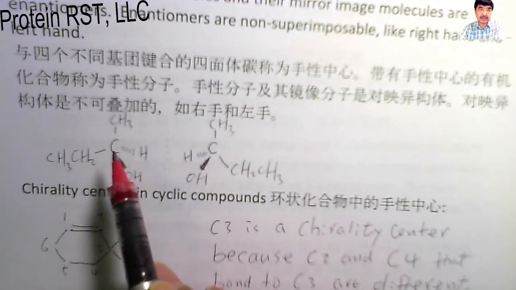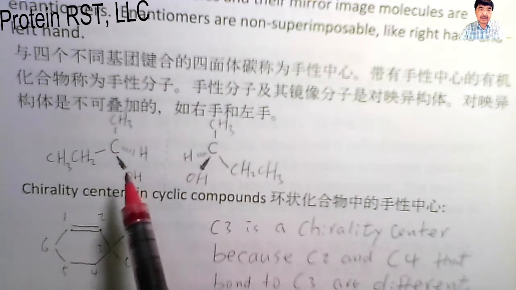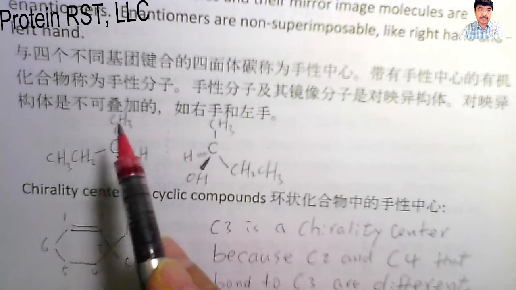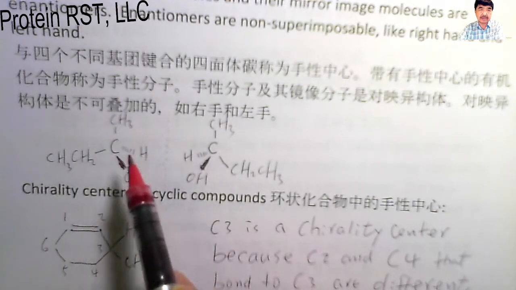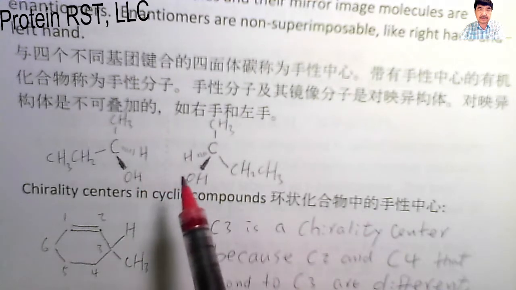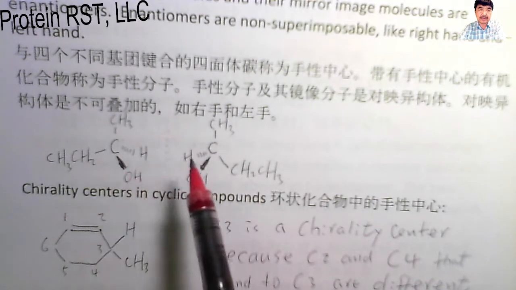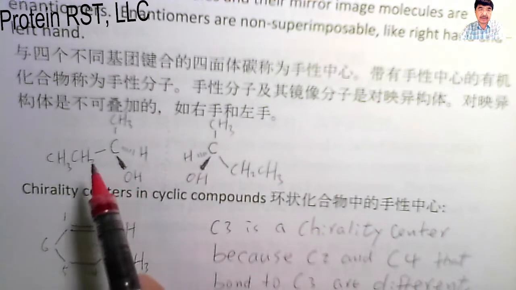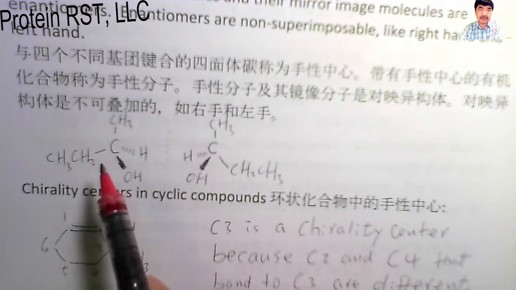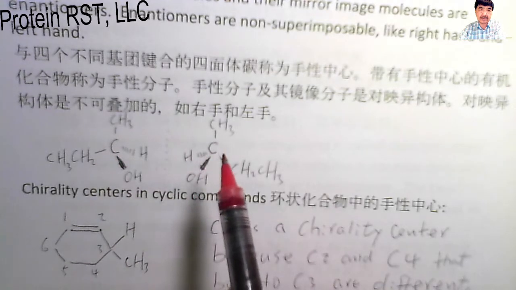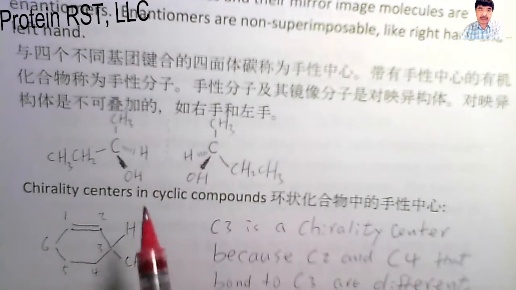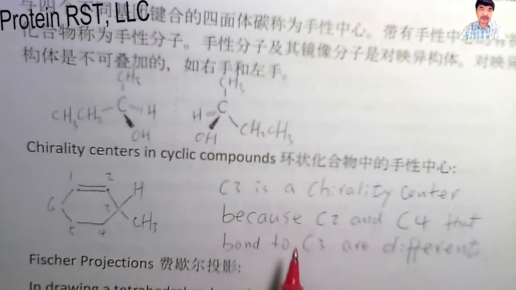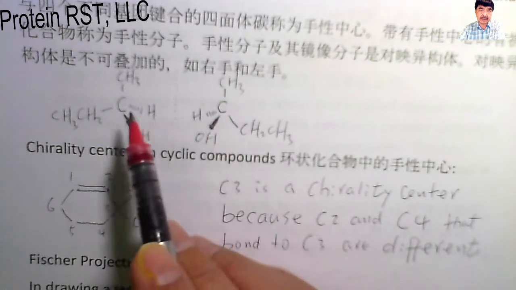You can see this carbon is bonded to 4 different groups. This acyl group, the methyl group, this hydrogen, and this hydroxyl group. And this is one stereoisomer, and this is its mirror image. These 2 are called enantiomers. This carbon is a chiral center.